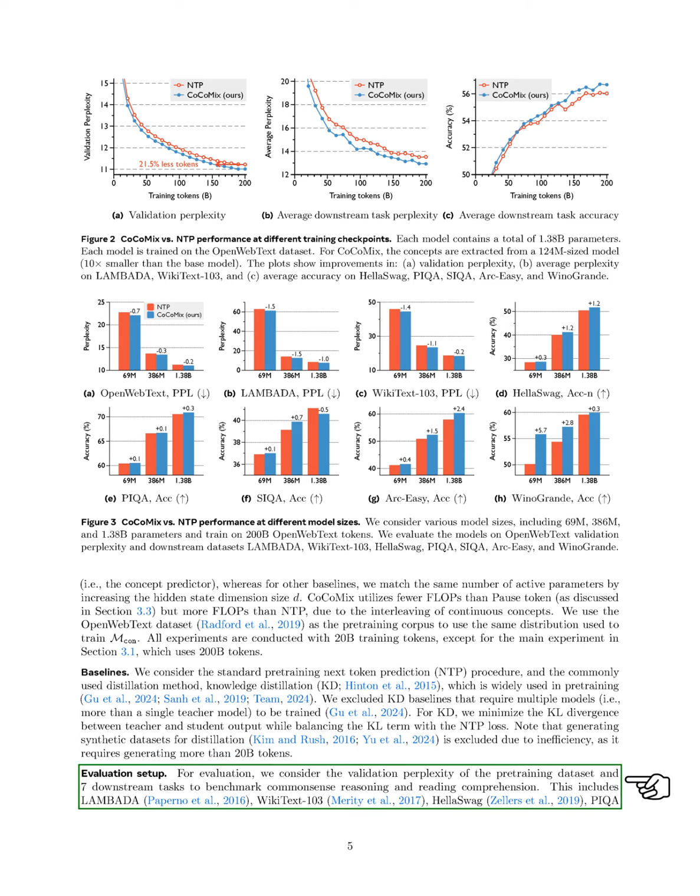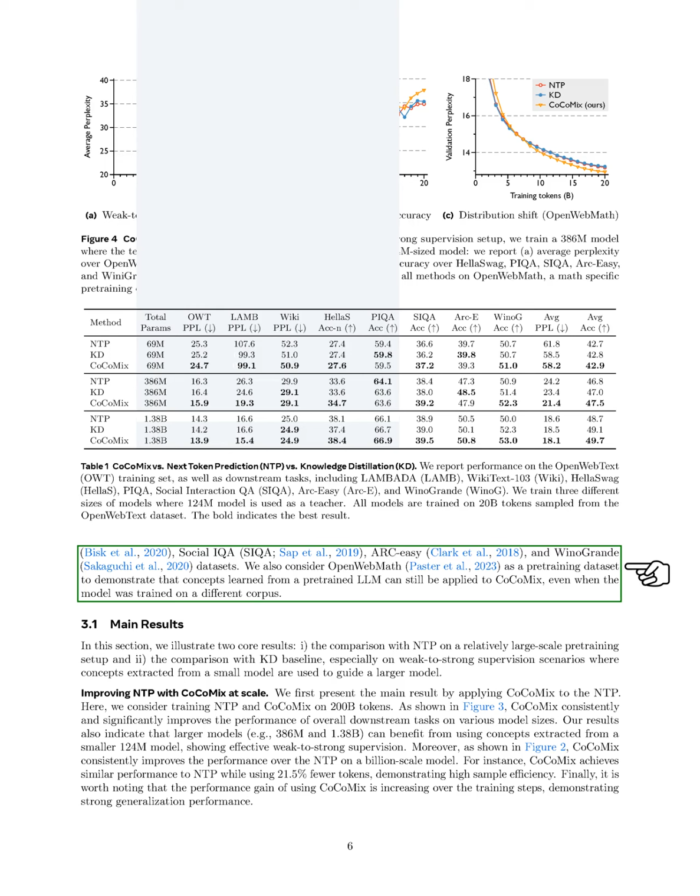For evaluation, we assess validation perplexity on the pre-training dataset and 7 downstream tasks that test common sense reasoning and reading comprehension. These tasks include LAMBADA, WikiText-103, HellaSwag, PIQA, Social IQA, ARC-Easy, and WinoGrande. We also use OpenWebMath as a pre-training dataset to show that concepts learned from a pre-trained model can be applied to CoCoMix, even if trained on a different corpus.